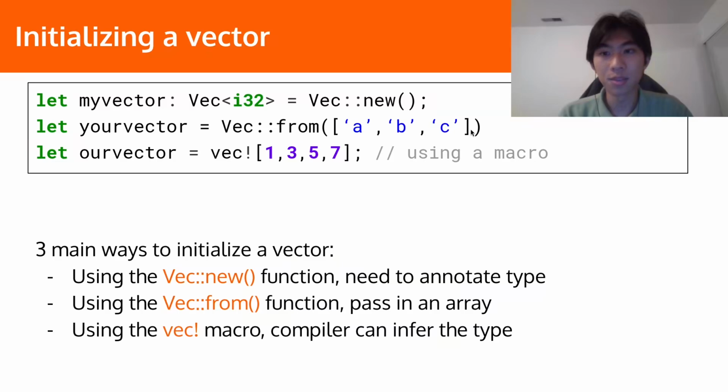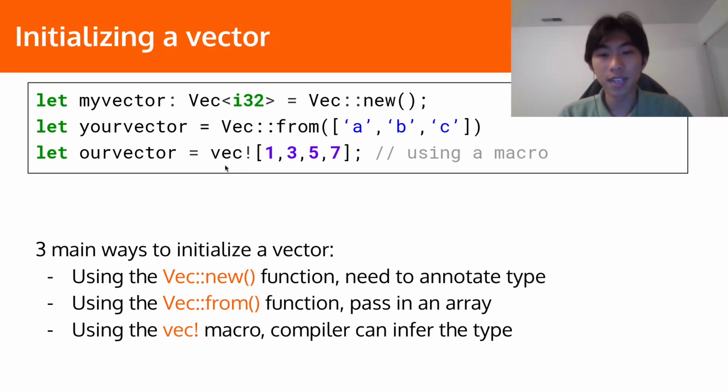The other option is we can use Vec::from and pass in an array, and this will initialize the vector with the elements in the array. So in this case, we would get a vector that's filled with characters. Our third option is to use a macro. Macros work basically like functions, except they're evaluated before your code gets compiled.